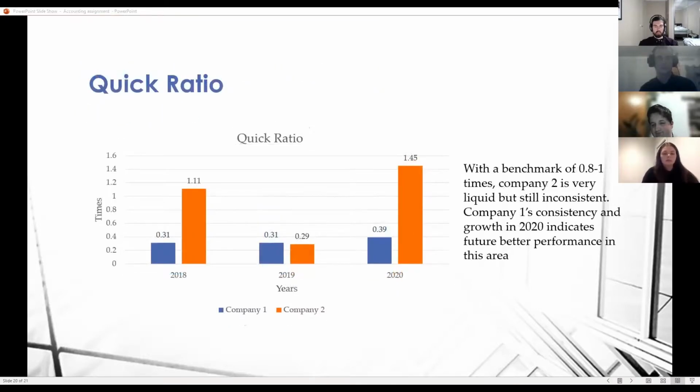The quick ratio benchmark is 0.80 to 1 times. Company 1 are below but remain consistent, resulting in higher investment return but at a higher risk, although 2020 indicates better future performance. Company 2 remain inconsistent, and in 2020 they were very liquid at 1.45. They can easily pay short-term debts, but this results in lower turnover for investors. For liquidity, Company 1 is the better choice for investment, as they can cover liabilities whilst using their assets to the fullest for better returns on your investment.